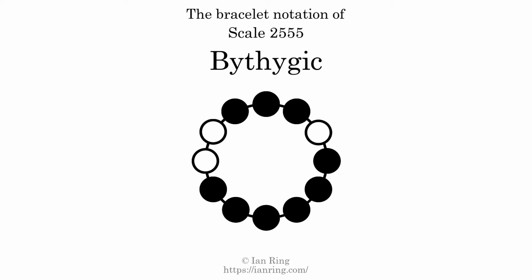This is a bracelet notation diagram of scale 2555. The shaded circles represent tones that appear in the scale, and they are read clockwise, starting at the top.